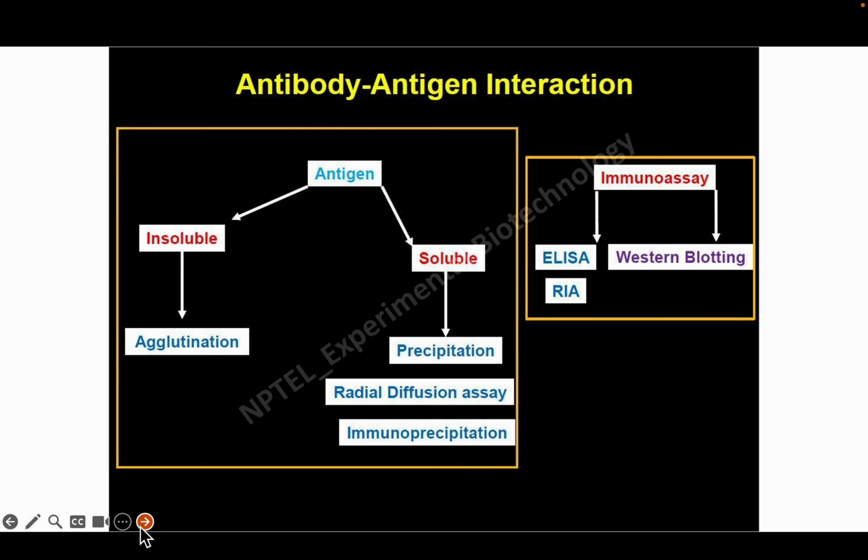This antibody can be insoluble or soluble. If it is insoluble, it shows the property of agglutination. It can be soluble also, it can get precipitated. You can find out by precipitation, radial diffusion assay, and immunoprecipitation. And some different immunoassays will also be discussed. Those are ELISA, Western blot, and radioimmunoassay.